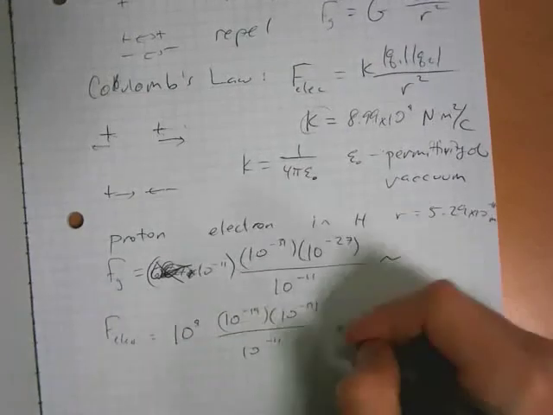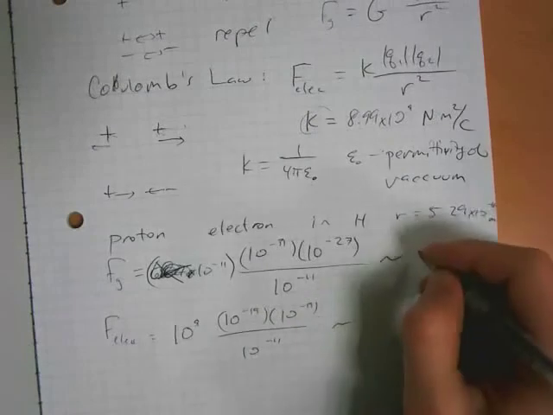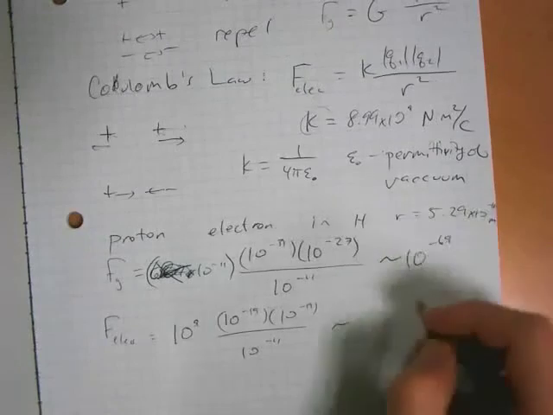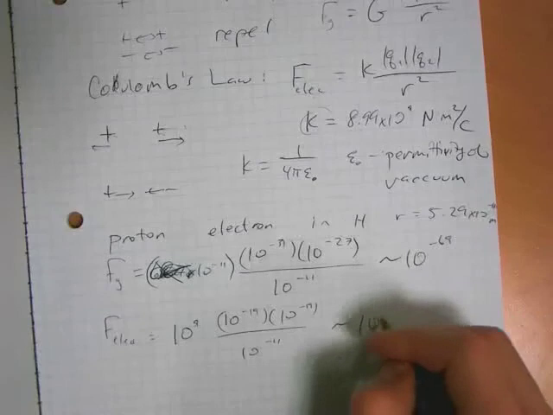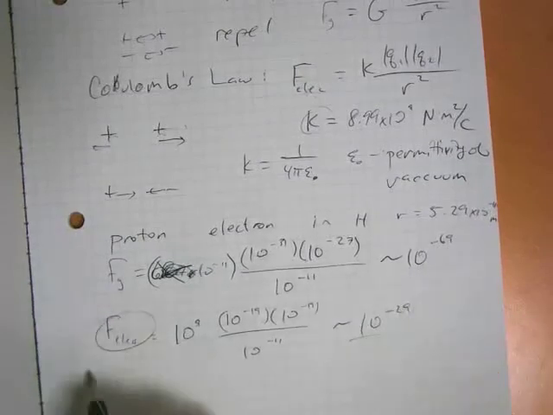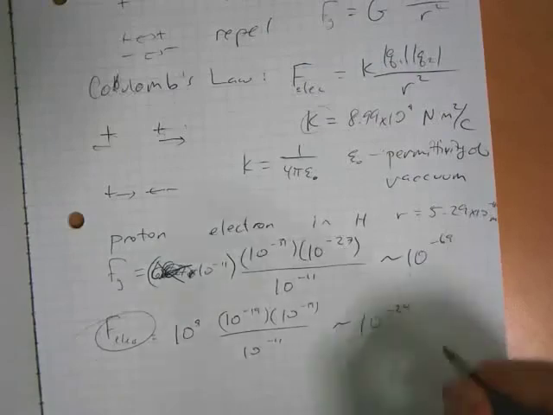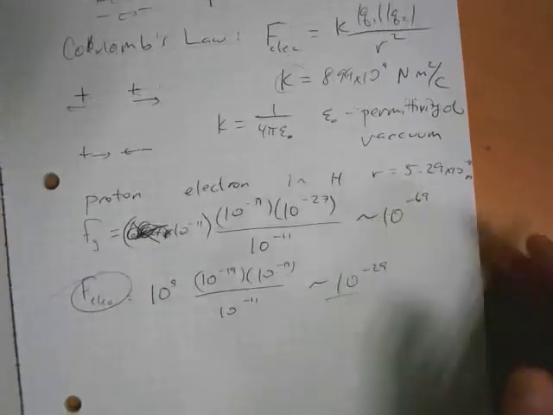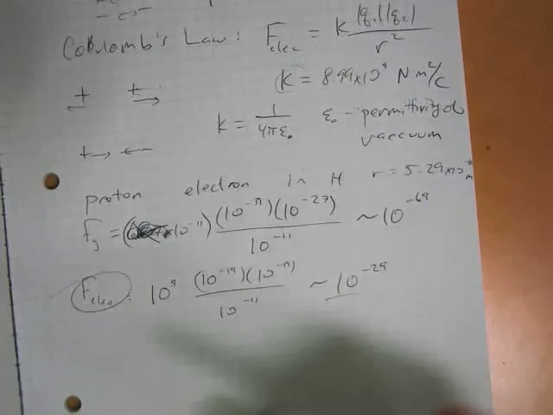So if we multiply those out, the gravitational force is on the order of 10 to the minus 69th, and the electrical force between them is on the order of 10 to the minus 29th. So we can see this electrical force is much, much bigger, which is why when we get down to an atomic level, gravitational force doesn't really matter at all, because the electrical interactions between other things are so much bigger.